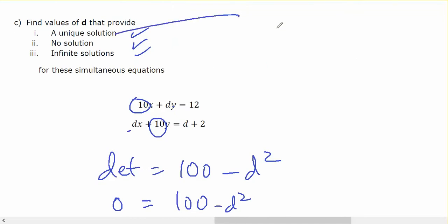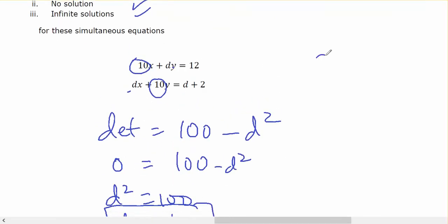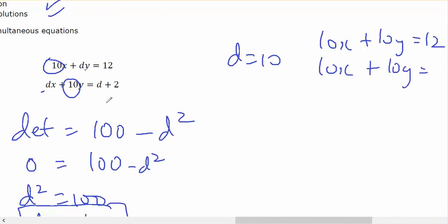So for unique solutions, D can be anything except negative 10 or 10, and that will give me non-parallel, therefore I'll have unique solutions. Let's check the values of D and what I have happening. So if D equals 10, then this becomes 10x plus 10y equals 12, and 10x plus 10y equals 10 plus 2, 12. They are identically the same. So that's for infinite solutions.